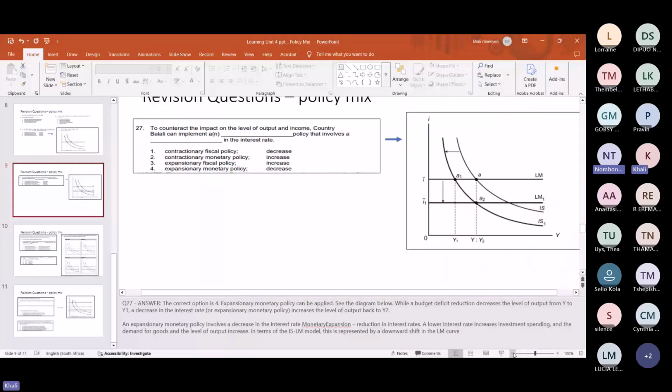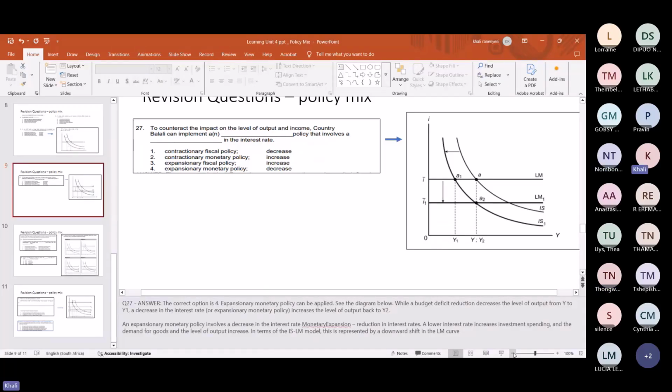Okay. So we're now on question 27 on policy mix questions. Question 27 says, to counteract the impact on the level of output and income, this country, Balali, can implement one policy that involves a change in the interest rate. So it wants to counteract the impact on the level of income. What policy can be implemented and what is the impact on the interest rate? 2, contractionary policy and an increase in the interest rate.